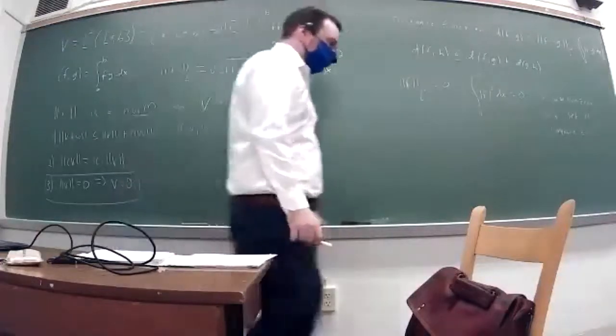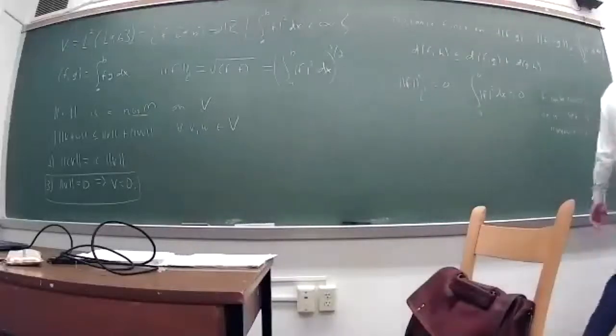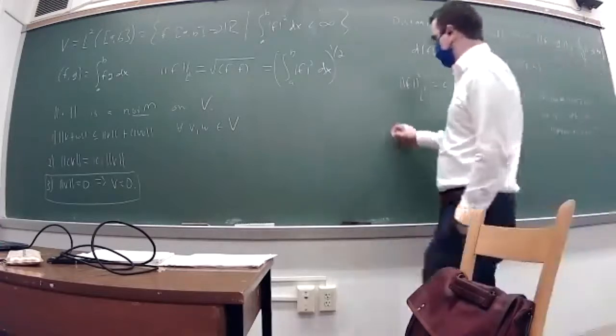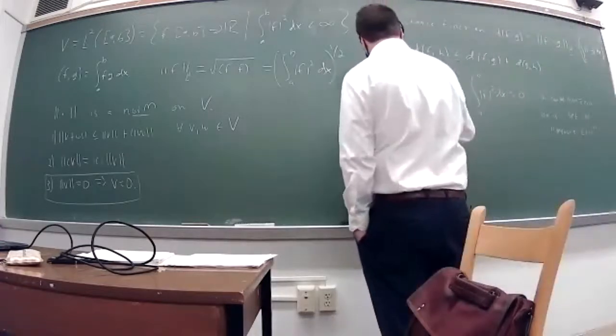Lebesgue came in the early 20th century and did a lot of theory. You learn all about this in an analysis class. But the end of the story is that you just make this identification where you identify two functions together.